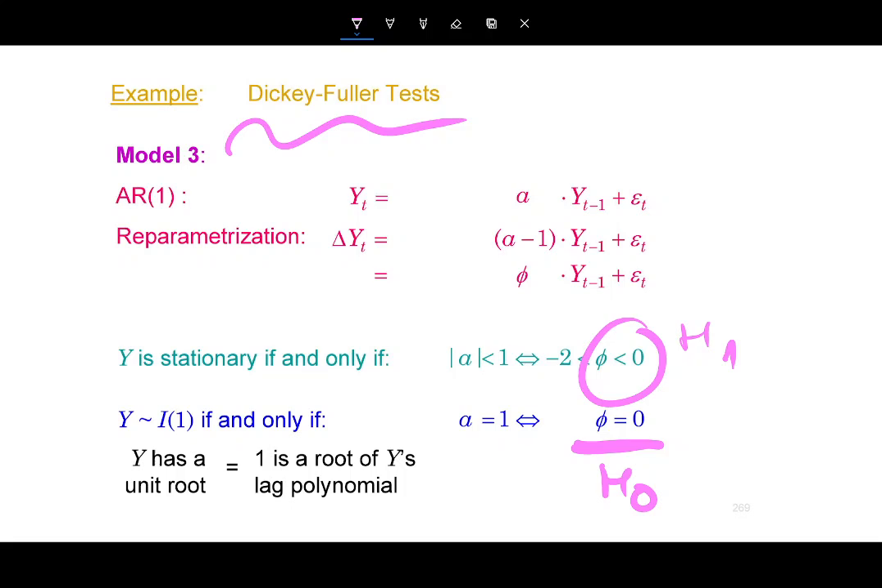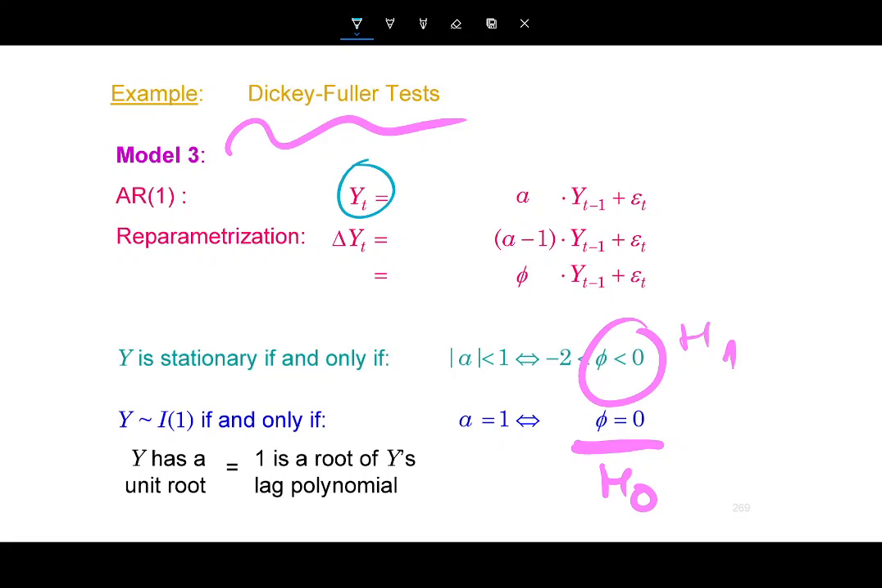And the case where phi is even less than negative 2 is also taken out of consideration, because in that case the process is also explosive. All right, so phi is either 0 or negative, and everything else is dismissed. You understand what I'm saying? If it's equal to 0, then the process is a random walk. And if it's not, then the process is going to be stationary. The third case where the process is explosive is taken out of consideration. You would not test this anyway.